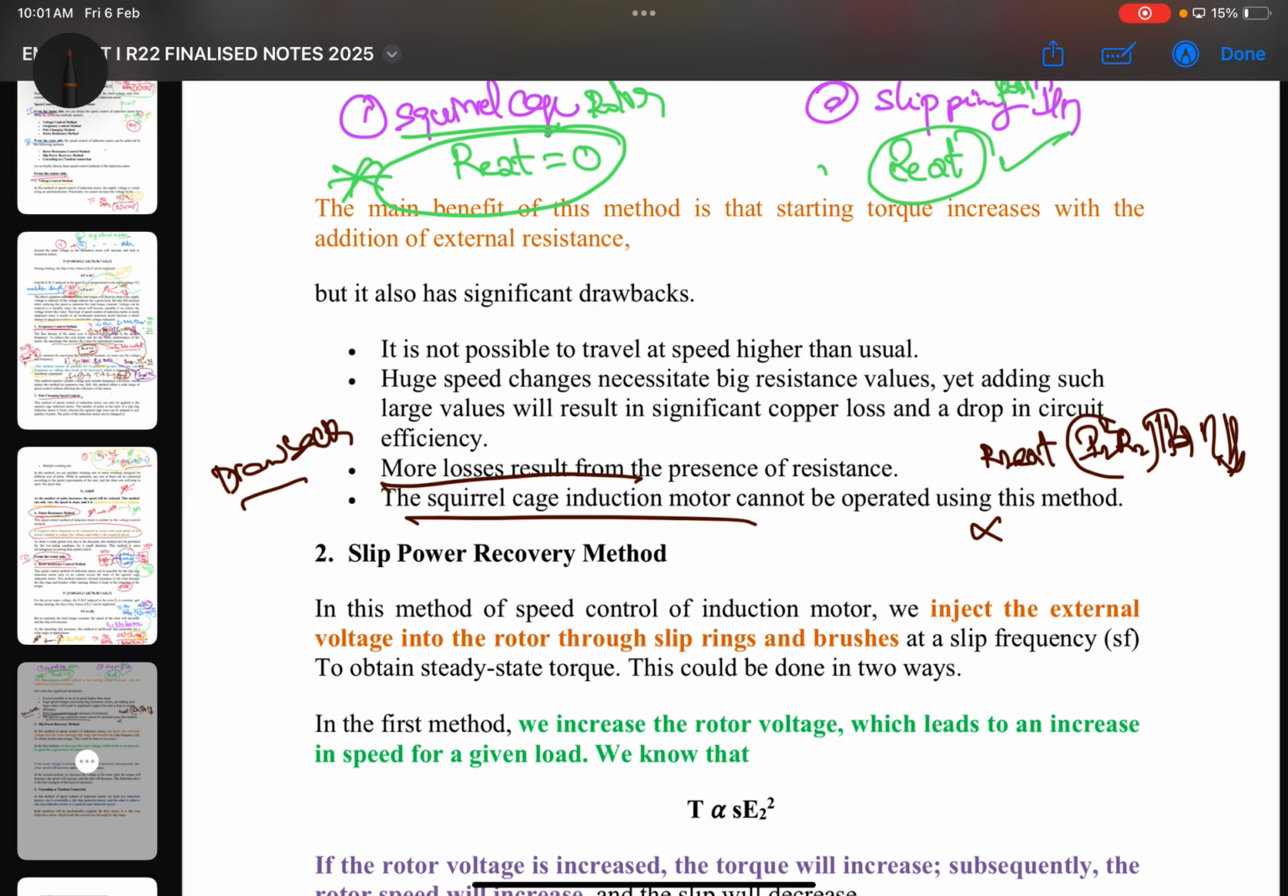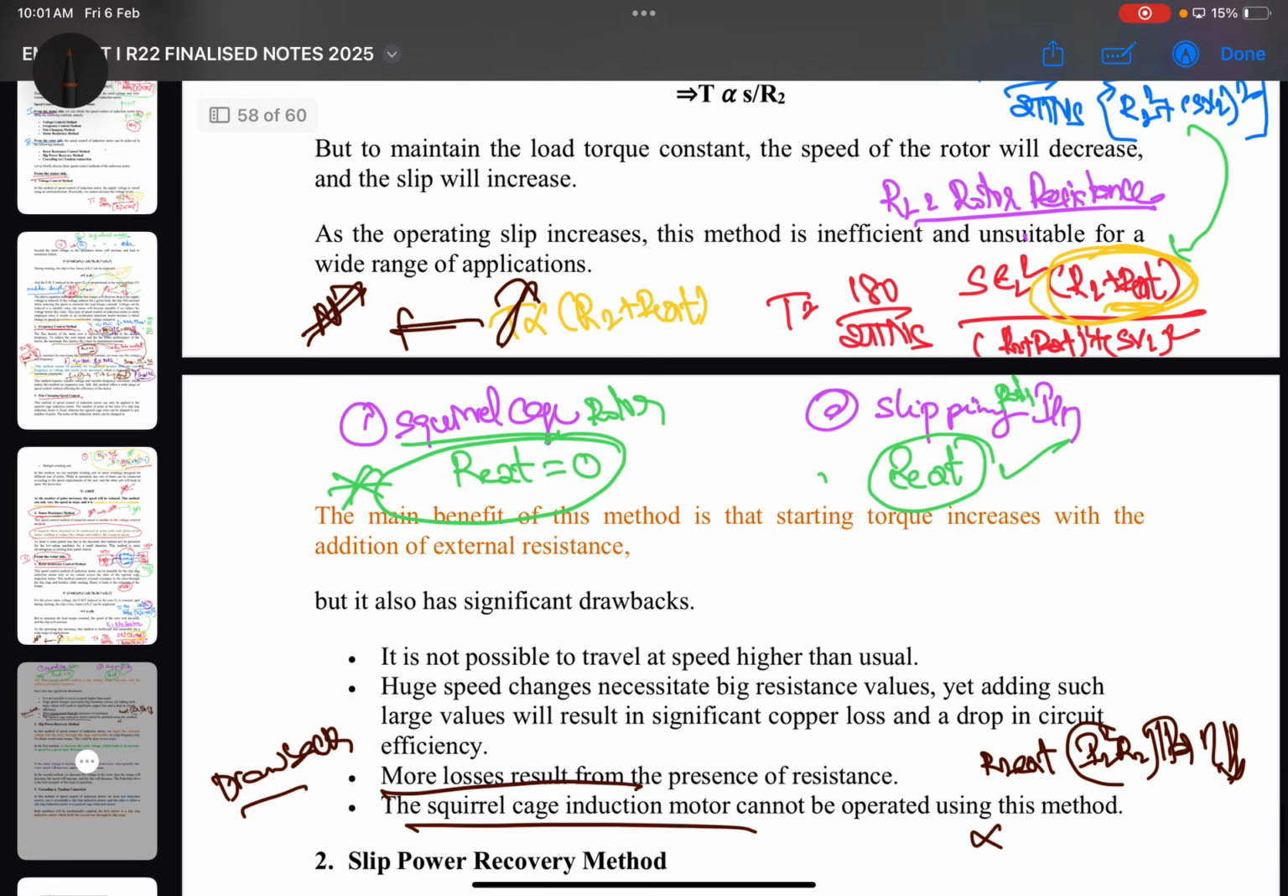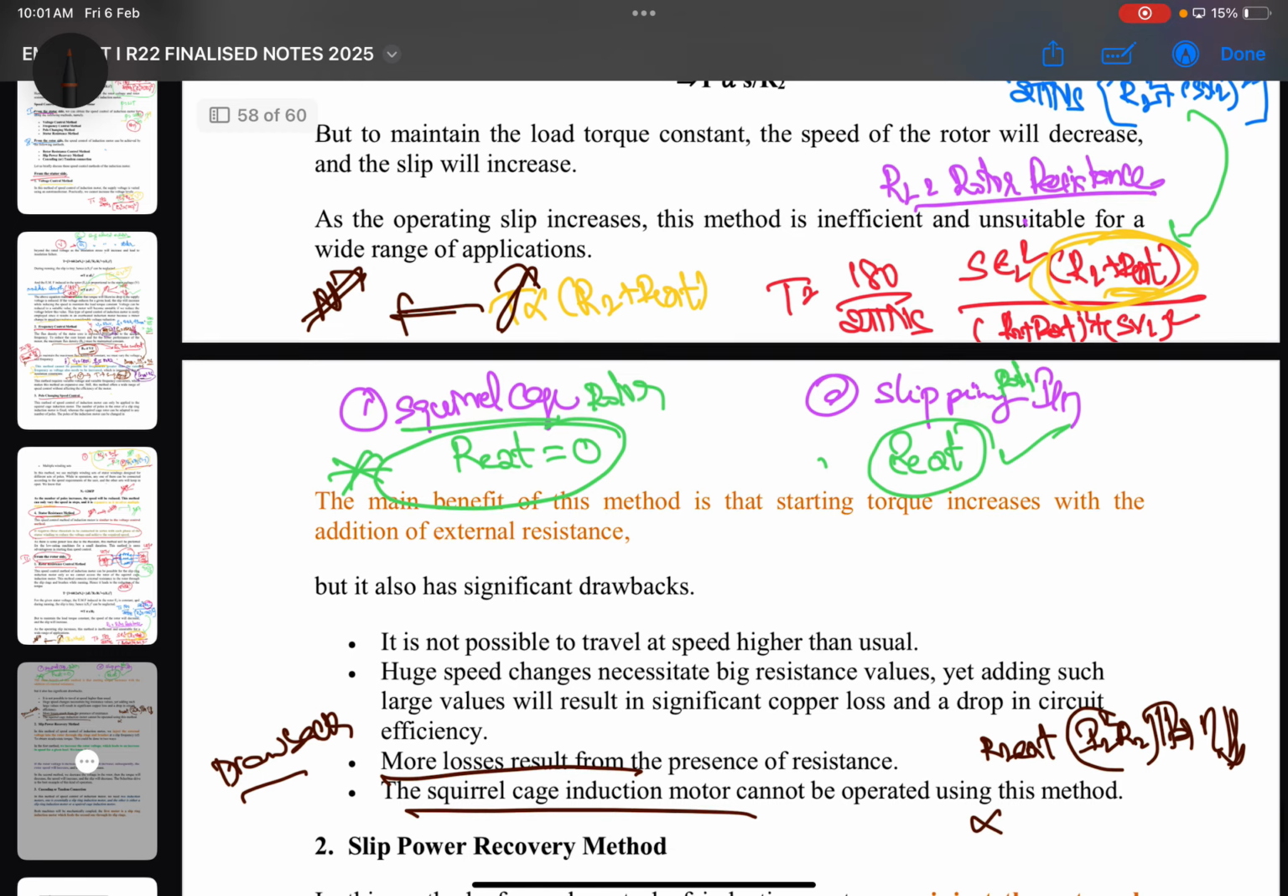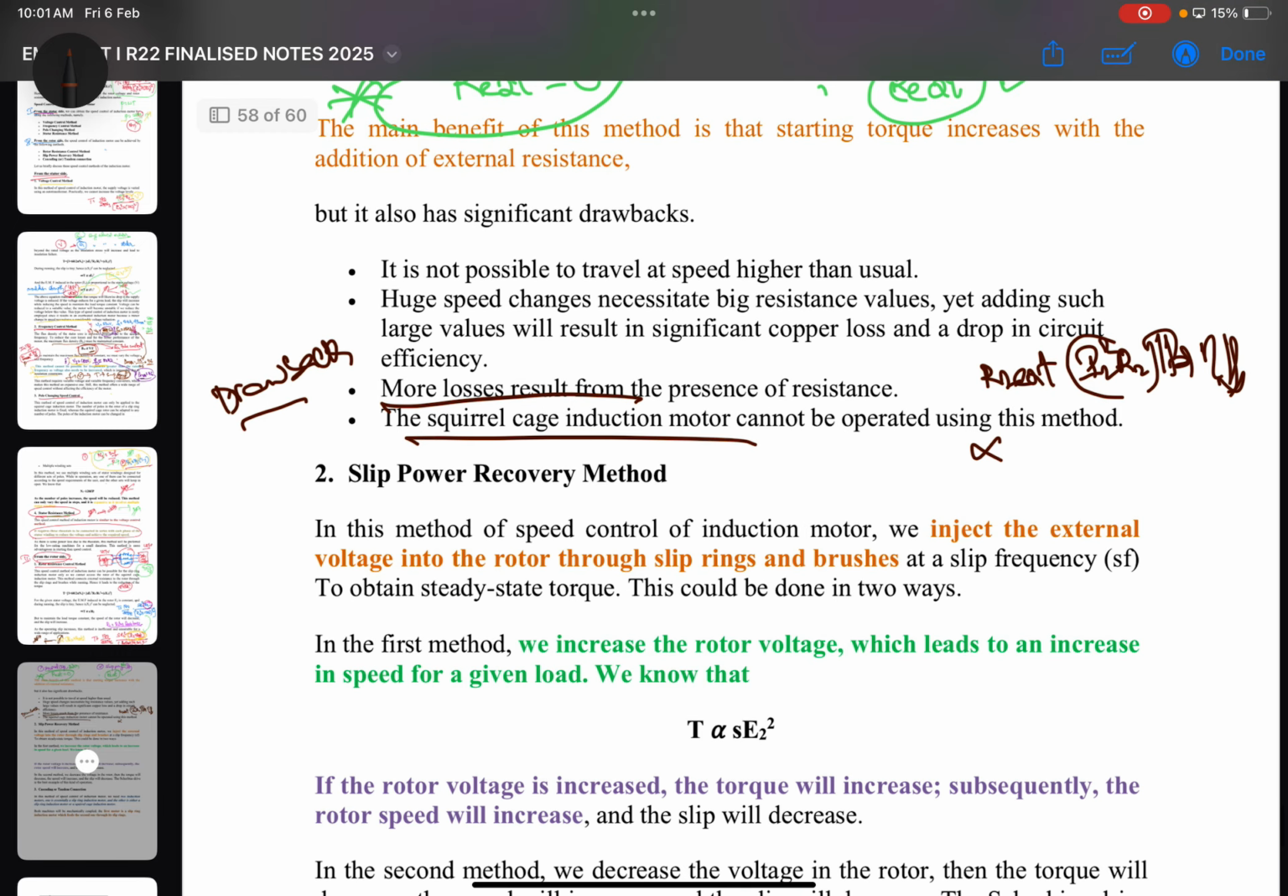Any doubts? In rotor resistance method, simply add R external to the torque equation, torque slip characteristics will change, and obviously speed changes here.